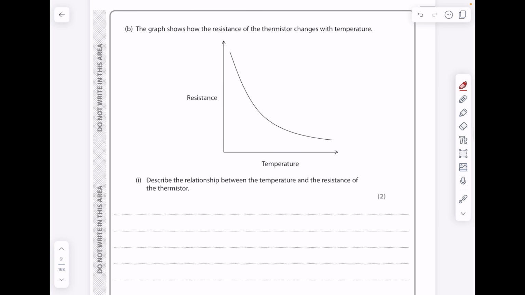The graph shows how the resistance of a thermistor changes with temperature. Describe the relationship between temperature and the resistance of the thermistor. So we can see, due to the curved line, that it's a non-linear relationship, but you can also see that as the temperature increases, the resistance of the thermistor decreases.